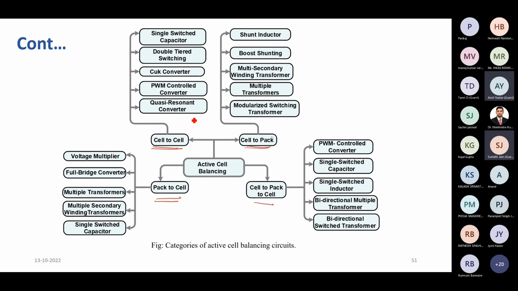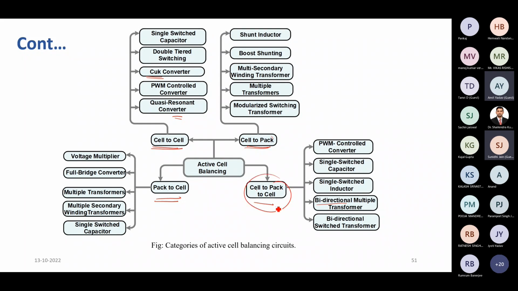If it is cell to cell, we have very limited configurations: single switched capacitors, double tiered switching converters, buck boost converters, and a resonant converter can be used. But if I go for cell to pack, we need modularized switching transformers with multiple windings, and if it is cell to pack, we need bidirectional multiple transformers. Pack to cell is almost very similar to cell to pack to cell.